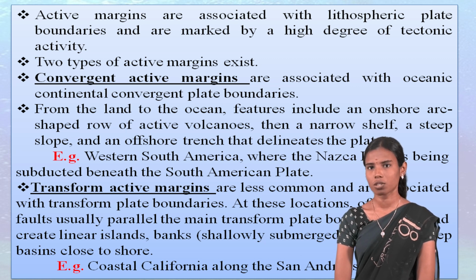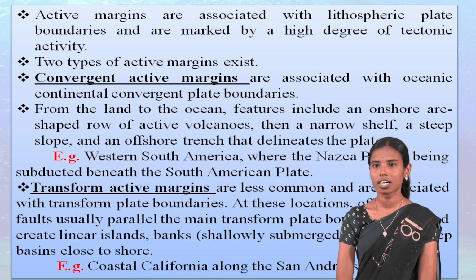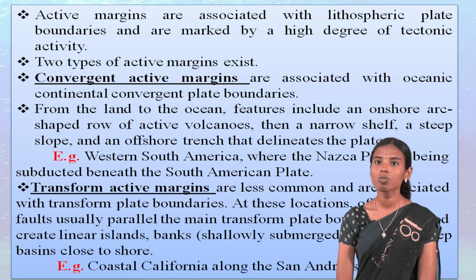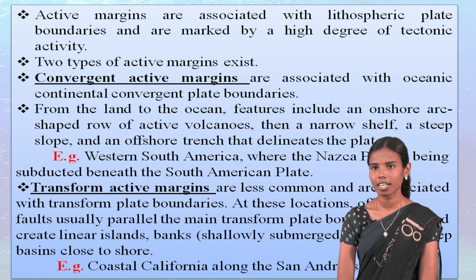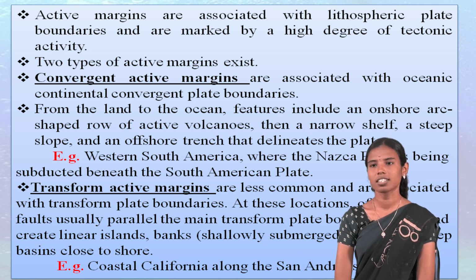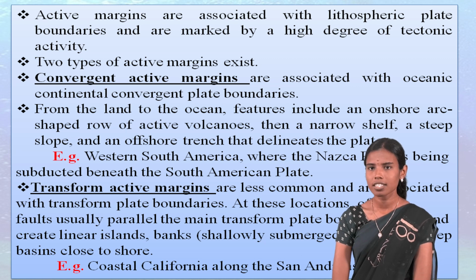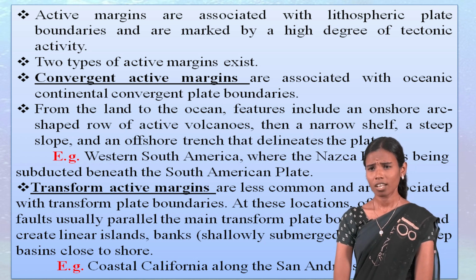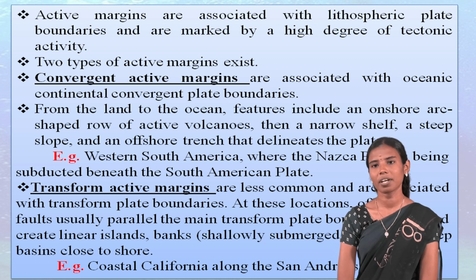Convergent active margins are associated with oceanic-continental convergent plate boundaries. In these, two plates move towards each other. From the land to the ocean, features include an onshore arc-shaped row of active volcanoes, then a narrow shelf, a steep slope and an offshore oceanic trench that delineates the plates. The best example for the convergent active margin is Western South America, where the Nazca plate and the South American plate move towards each other and the Nazca plate is subducted below the South American plate.